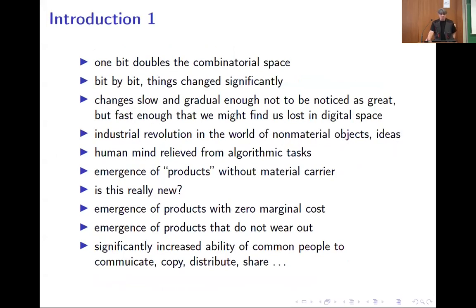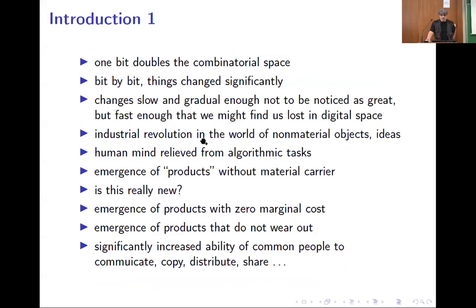Introduction number one, okay. Things are getting complex. One bit doubles the combinatorial space, and bit by bit, things change significantly. You know, our combinatorial space increased tremendously. Changes are slow and gradual enough not to be noticed as great. You know, just a better computer, and just a little bit better computer, but put that together, everything is fast. Changes are fast enough that we might find ourselves lost in digital space.